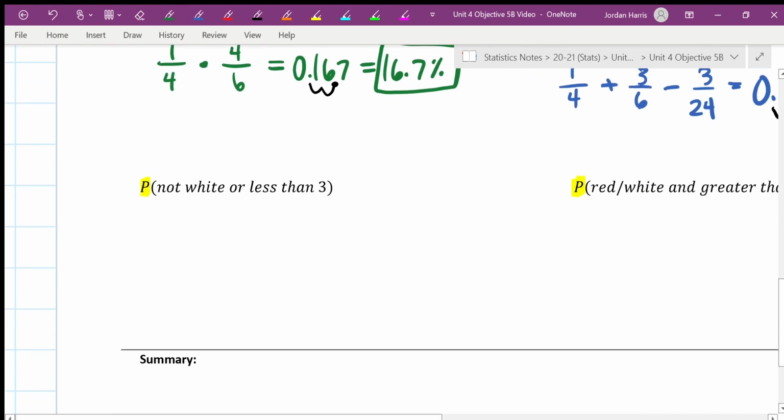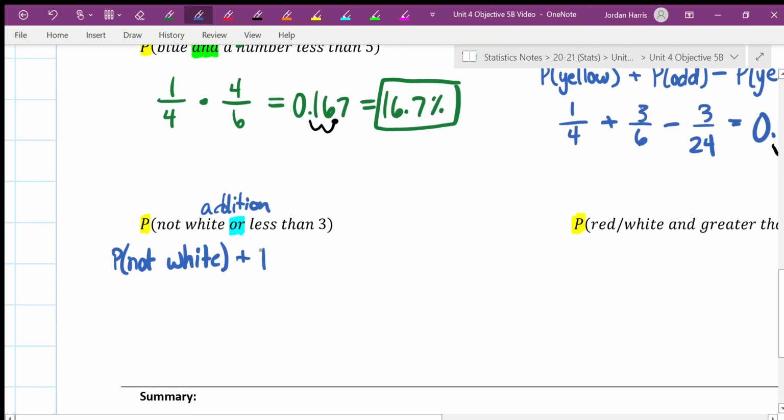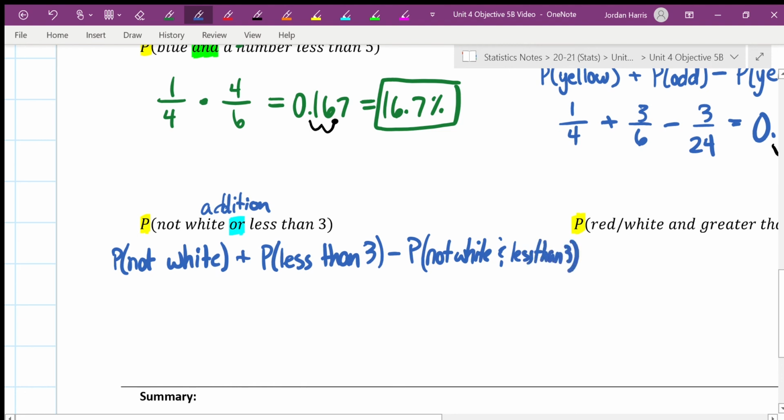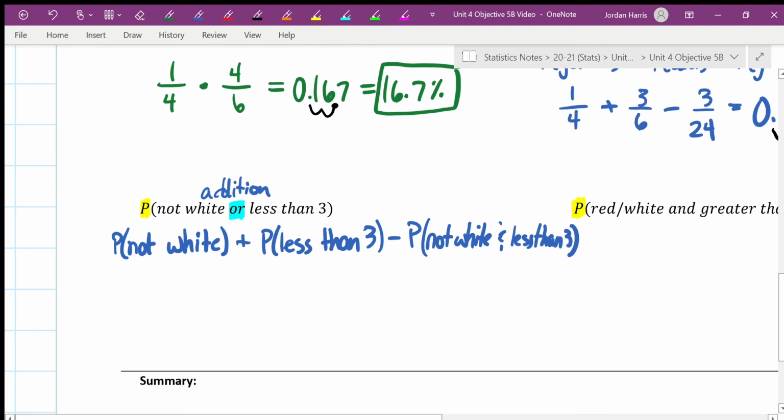Okay. All right, we have another OR. So once again, you see OR, you think addition rule. Okay. So we have the probability of not white. That means anything other than white. It's the complement of white. Anything other than white. Plus the probability of a number less than 3. Once again, these are not mutually exclusive. They can happen at the same time, so we are going to have to subtract not white and less than 3.